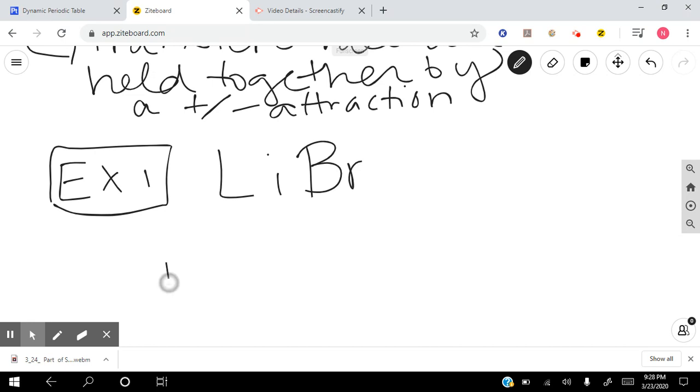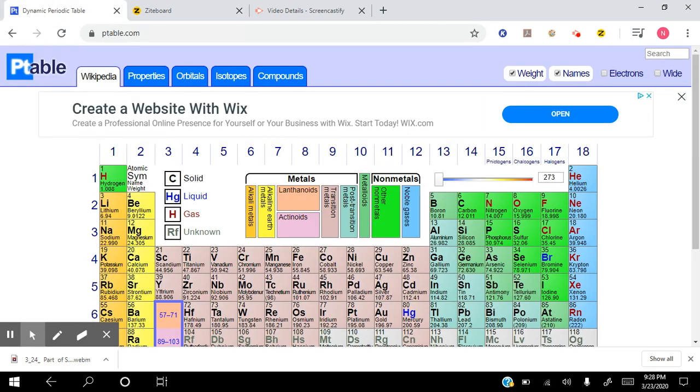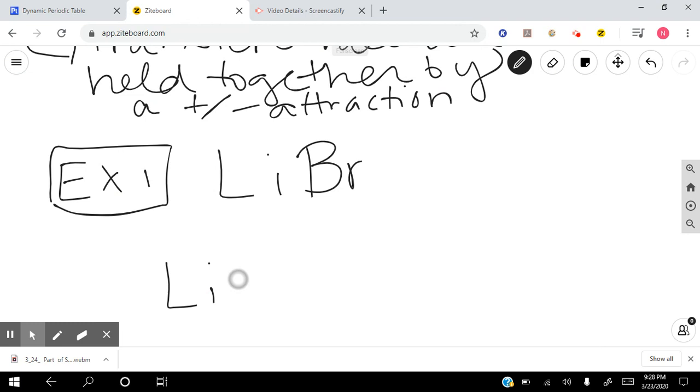So I'm going to draw the Lewis dot diagram for lithium. And if you look at your periodic table, find lithium, and lithium is in group 1. So therefore, we know that lithium has 1 valence electron. The next is bromine. And when it enters into a compound, it actually gets changed to bromide. So this is where you have fluorides, chlorides, all your ides. It's still the same element, but now it's in a compound.